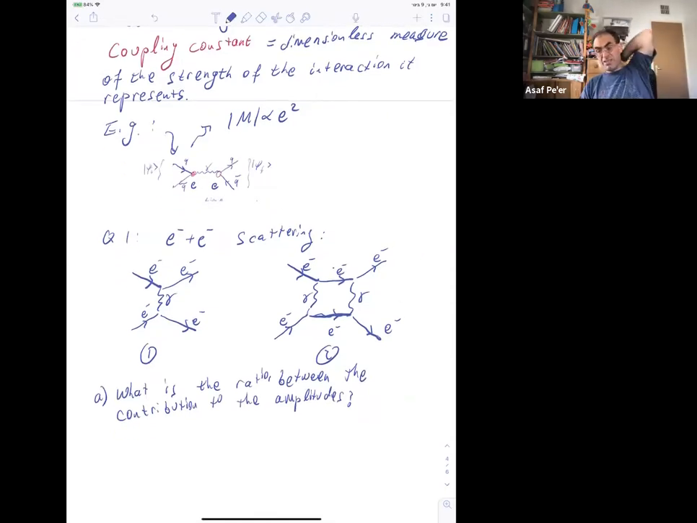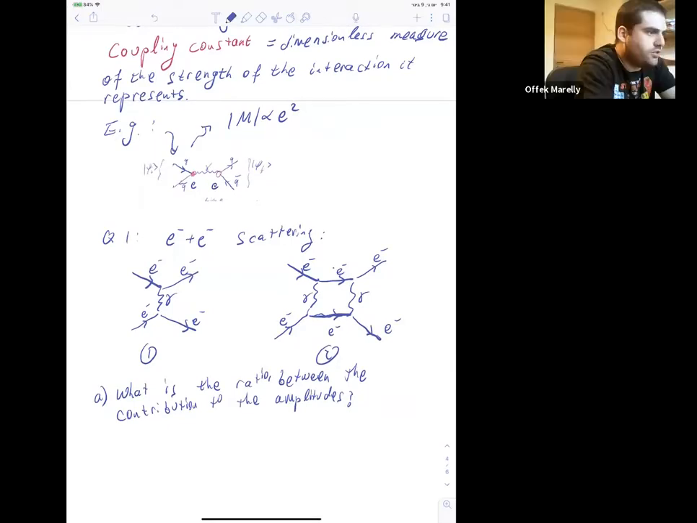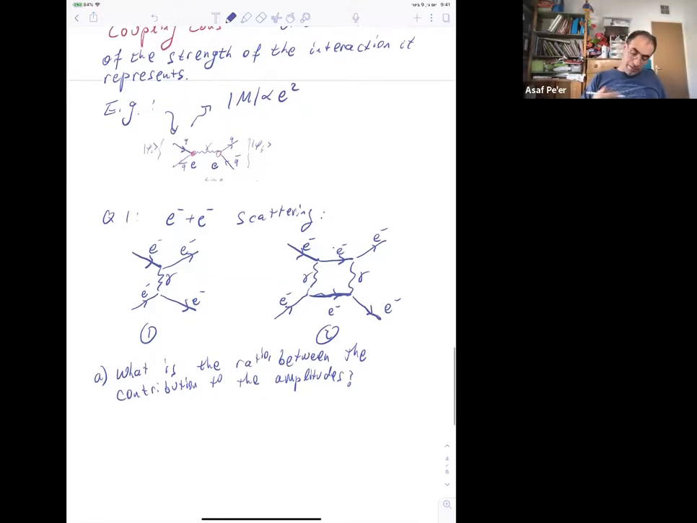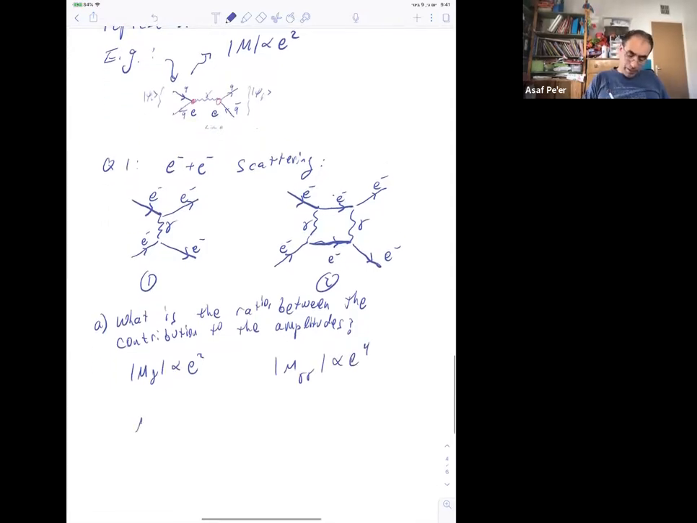Yeah, what's the ratio? For 1, it's e squared. And for 2, it's e to the power of 4. Correct. So the ratio, right? Gamma goes as e squared, and m gamma would go as e to the power 4. So the ratio would go as e to the 4, which is how much this is? E squared, sorry.